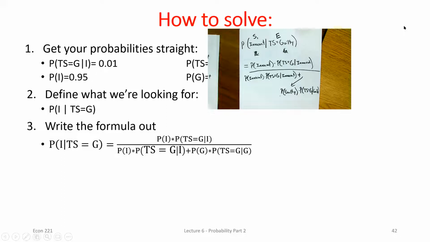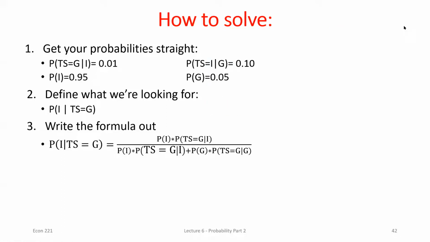Now the issue becomes, when I start to plug things in here, I have the probability that they're innocent is 0.95. Given they're innocent, the probability that the truth serum makes them say they're guilty is 0.01. The probability someone is guilty is 0.05. But I wasn't directly given the conditional probability of, given that someone's guilty, what's the probability the truth serum made them say they're guilty, right?